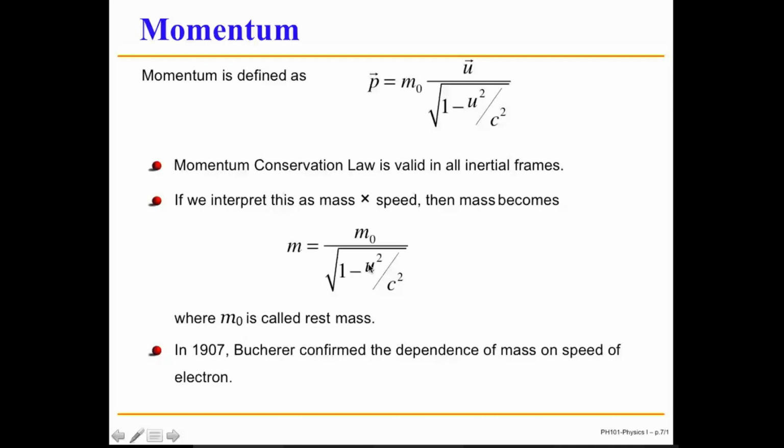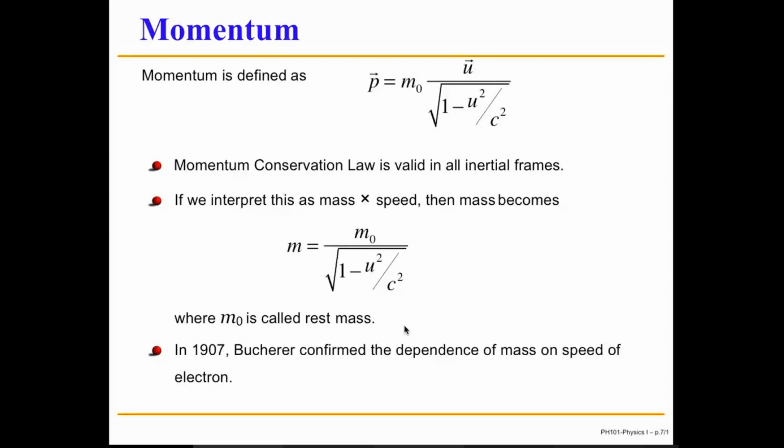Okay. So it was experimentally verified. In 1907, the scientist Bucherer confirmed the dependence of mass on the speed of the electron. So that's once again another really game-changing phenomenon that special relativity could predict and was experimentally confirmed.